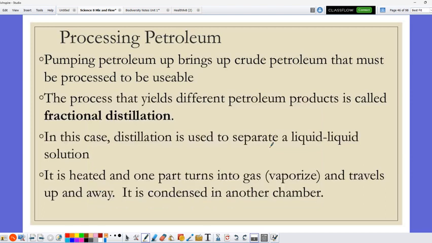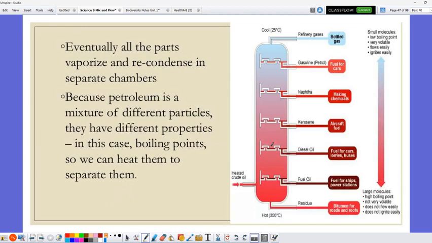In processing petroleum, we're pumping petroleum up, which brings up crude petroleum that has to be processed to be usable. I mean, that would be a mechanical mixture. The process that yields the different petroleum products is called fractional distillation. In this case, distillation is used to separate a liquid-liquid solution. It's heated, and one part turns into gas, vaporizes, travels up and away, and is condensed in another chamber, and you can get oil and natural gas and other things in this separation process. Eventually, all the parts vaporize and recondense in separate chambers.